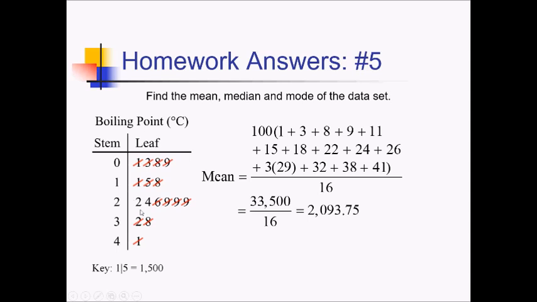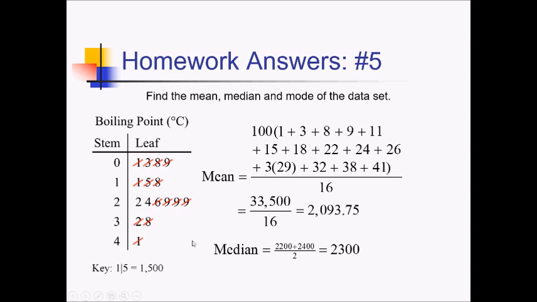Since there's two items, we average them together, or take the mean, in order to get the median. So this is actually going to be 2,200 plus 2,400 divided by 2, which is going to come out to 2,300, the number directly in the middle of these. So that's our median.